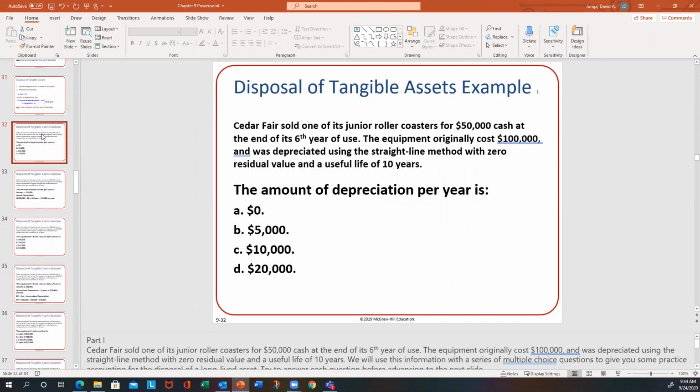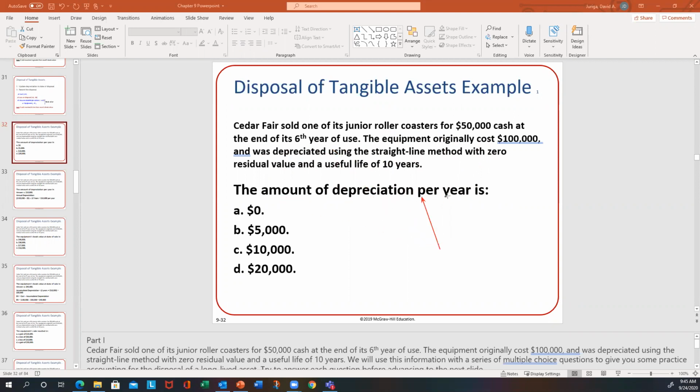Okay, so in this case, we're going to walk you through a disposal example. It says they sold one of their smaller junior roller coasters. They got $50,000 cash at the end of its 6th year. They got the original cost. It was being depreciated using straight line method with no residual value for 10 years. So just to keep it simple, it's been used 6 years. So we got 6 years of depreciation that we need to update.